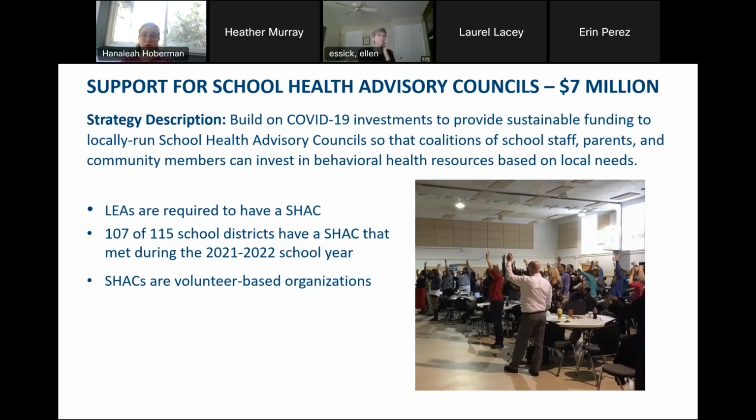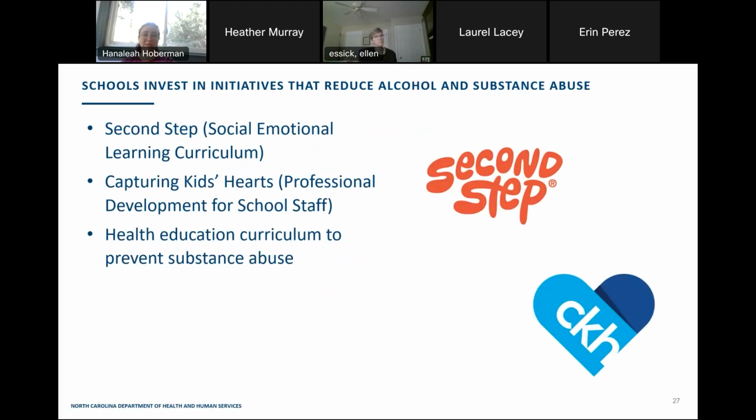We heard so much positive work that this really energized these volunteer-based bodies to come back together after COVID, that they were able to do things maybe that they had been wanting to do but didn't have the funding to do. And some of them got really creative. I also wanted to call out some of the initiatives that particularly some of our SHACs have done that have directly addressed or have been shown to affect substance abuse, or particularly alcohol use.